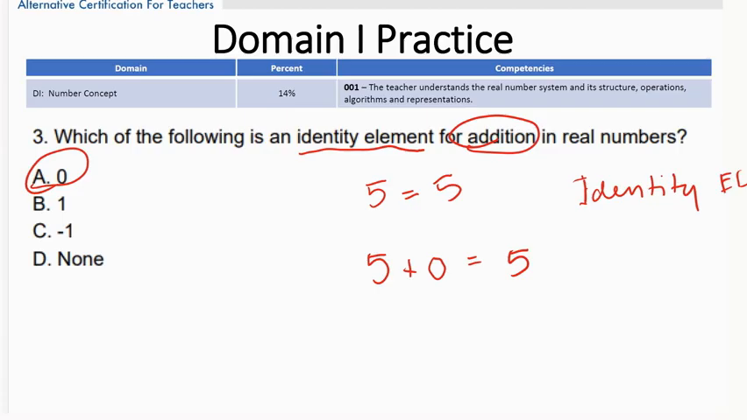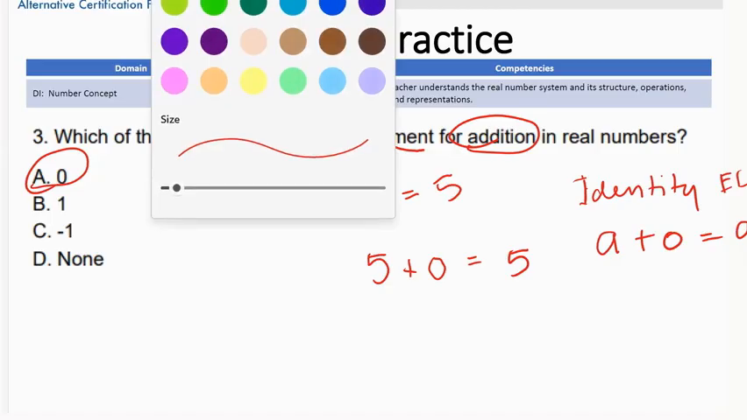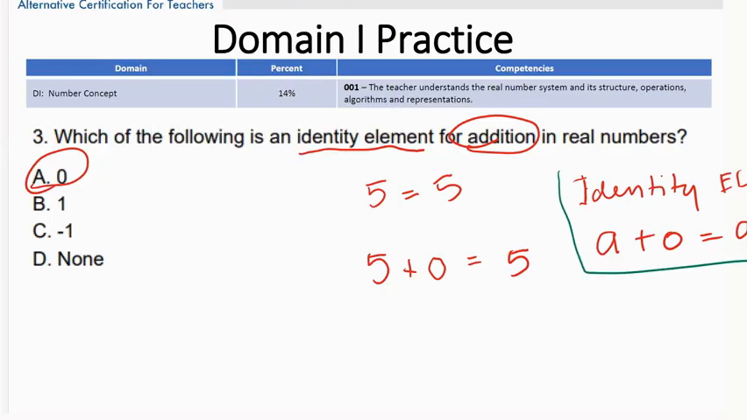It's a formula. It's a theory. Any number plus 0 is equal to that number. Okay, take note about that. That's the identity number. It happens that they said addition, but it can be a subtraction also.